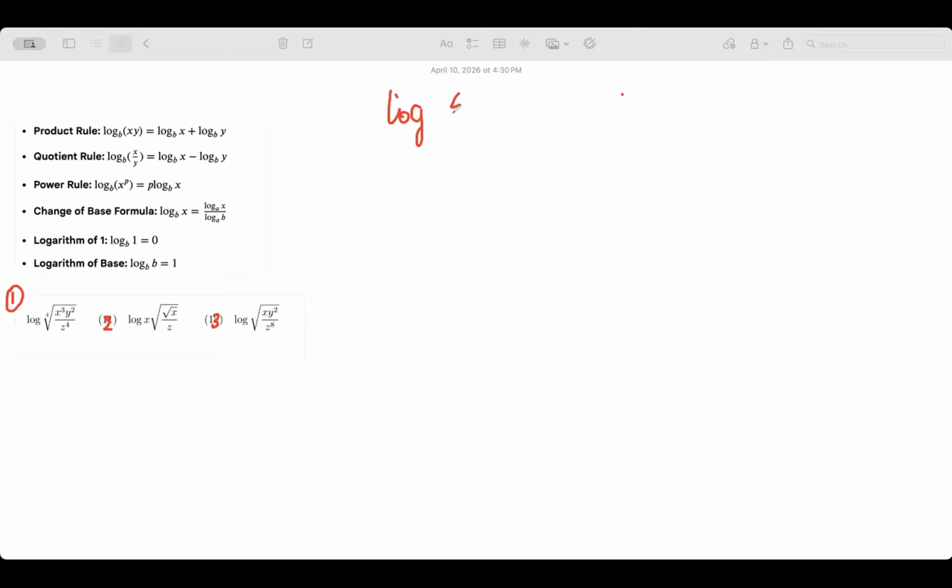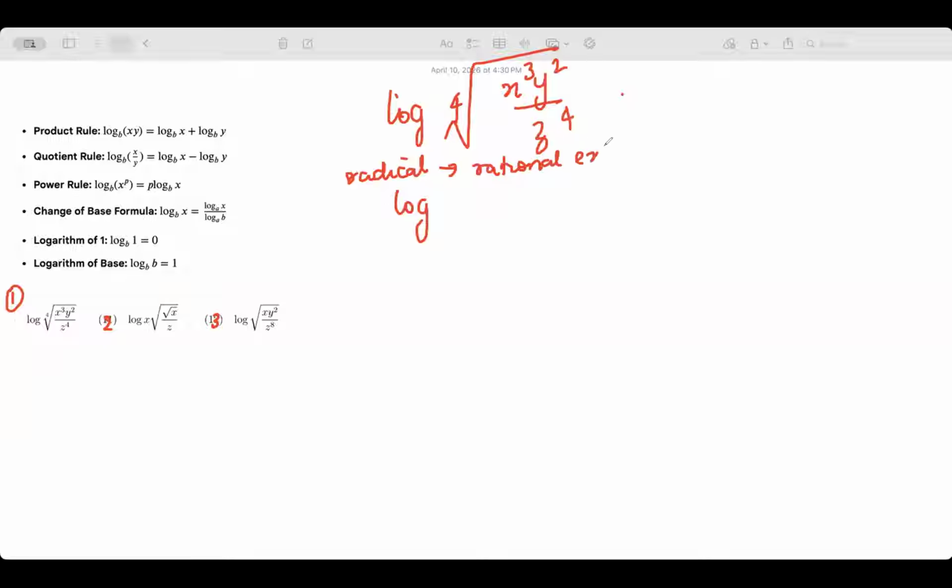Log of the 4th root of x cube y square by z power of 4, right? In this case, what happened? First of all, the 4th root. Let me write it down. I'll convert the radical to a power, to a rational exponent. That should be my first step. So log of x cube y square by z power of 4, whole power of 1 by 4.